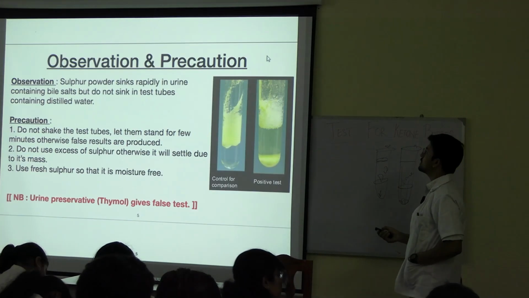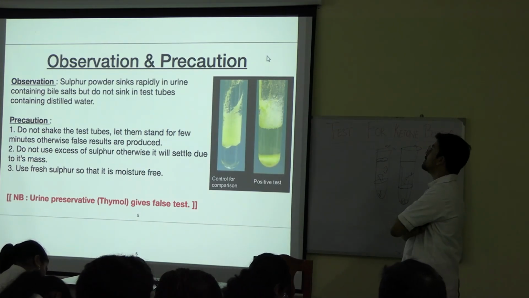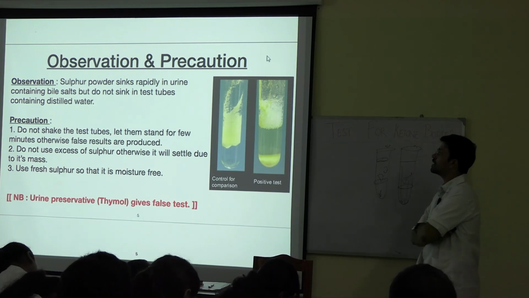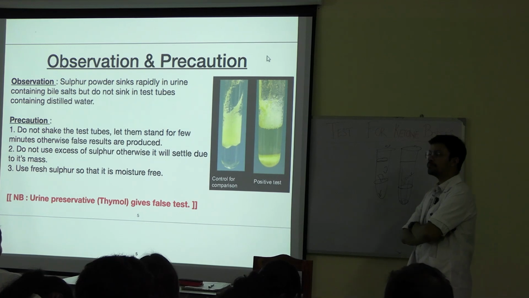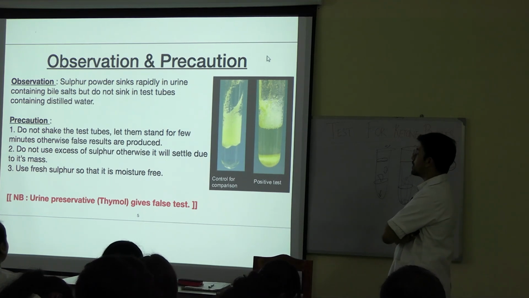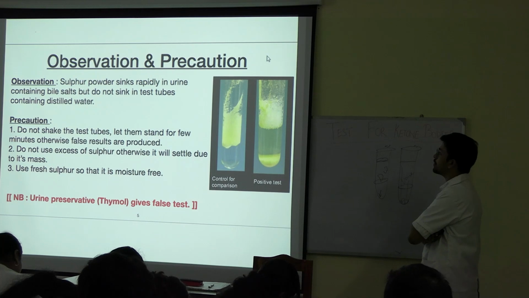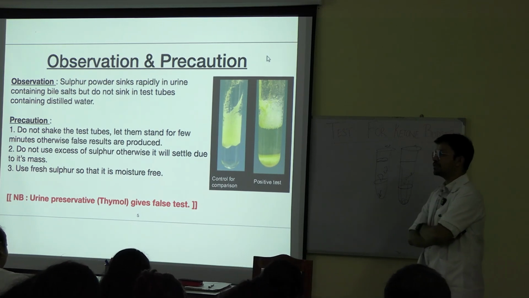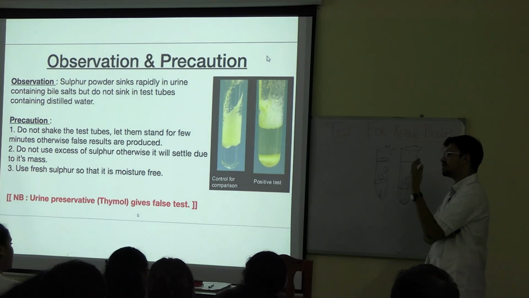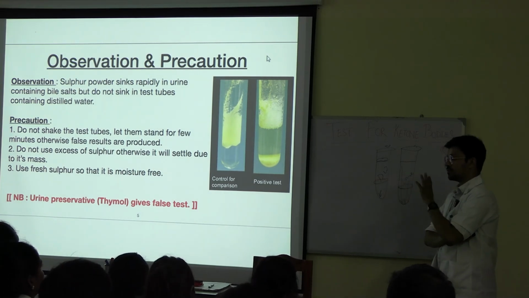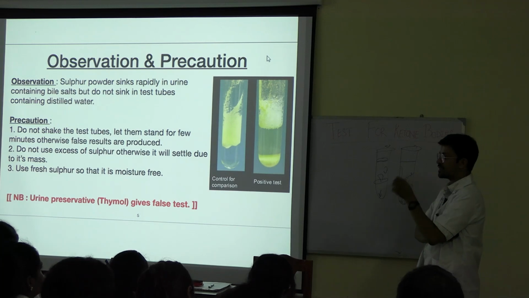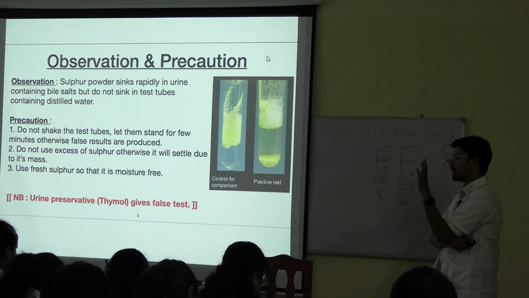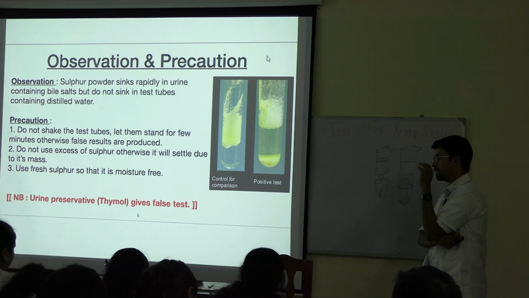Now, these are the observation and the precaution. Observation: sulfur powder sinks rapidly in the urine containing bile salts, but does not sink in the test tube containing distilled water. I have already explained why. You all know. Now the precaution: do not shake the test tube, let them stand for a few minutes, otherwise false results are produced. There is one more thing: as soon as you add the sulfur, don't mix it. If you mix it, it will fall eventually. So don't mix it. Just take the test tube, put it in the stand if necessary, add the sulfur, and just see from the side whether it is falling or not.